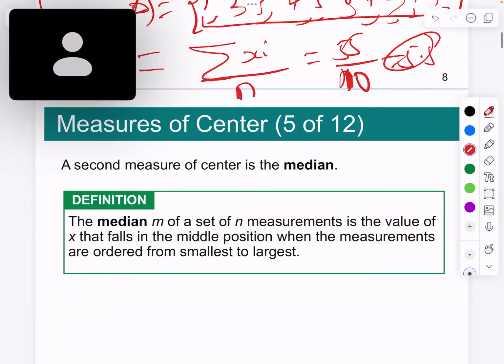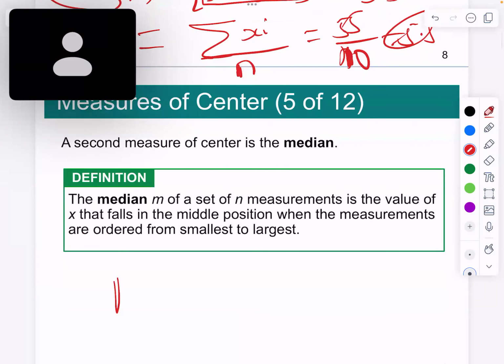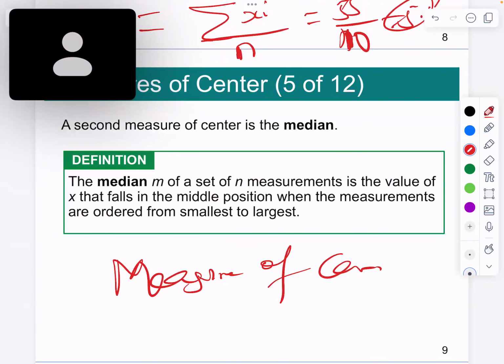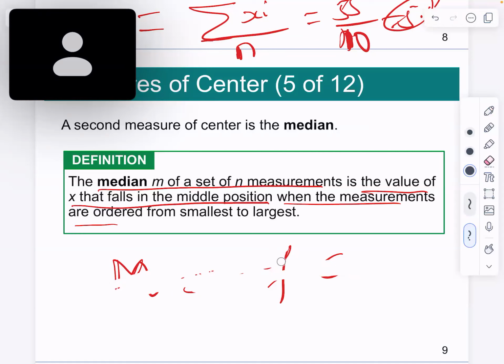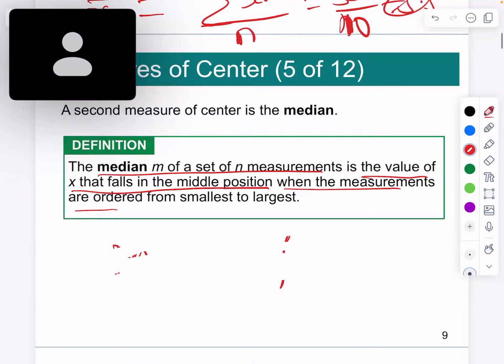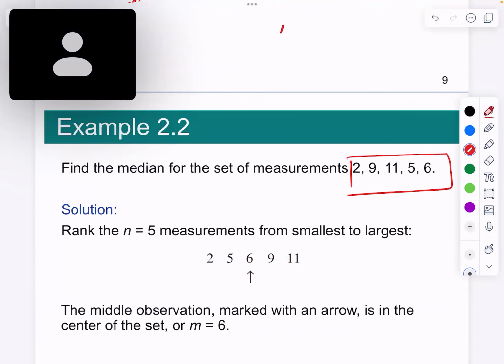Mean is straightforward. Now, there's another measure. Remember, we're talking about measures of center. The second measure of center is the median. The median of a set of n measurements is the value that falls in the middle position when the measurements are ordered from smallest to largest. So look at these numbers, 2, 9, 11, 5, 6. You have to arrange them. You can arrange them from smallest to largest or from largest to smallest. It's the same thing.